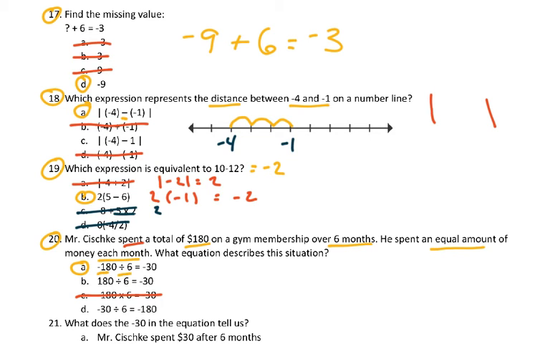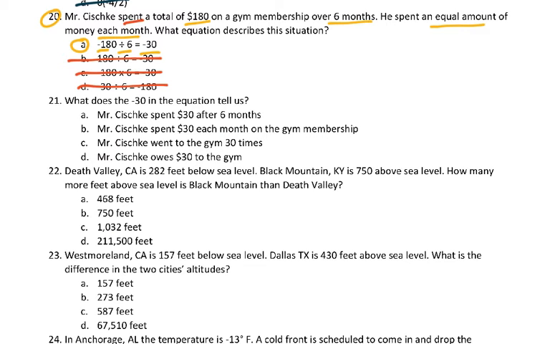Negative 180 divided by 6 months equals negative 30. If you were looking at B, you should know that 180 divided by 6 doesn't equal a negative 30, so it can't be that one. And then this one doesn't make sense with our problem. 21 is asking about number 20, and it says, what does the negative 30 in the equation tell us? If we're dividing up that 180 between 6 months, then that 30 would be what I spent each month. That means I spent $30 each month on the gym membership.